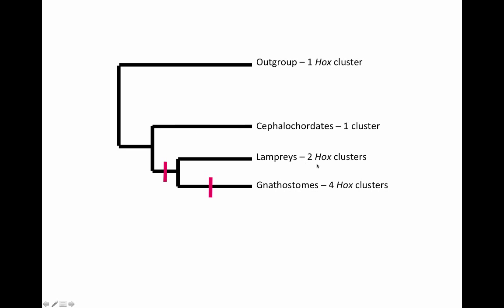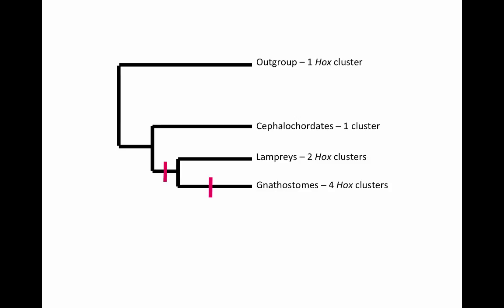Lampreys, which we saw are vertebrates but not gnathostomes. By the time lampreys branched off, there had been 1 whole genome duplication, so they have 2 Hox clusters, and somewhere on the line leading to gnathostomes or the jawed vertebrates, there was another duplication event that led to the 4 Hox clusters. And so all tetrapods have 4 Hox clusters.